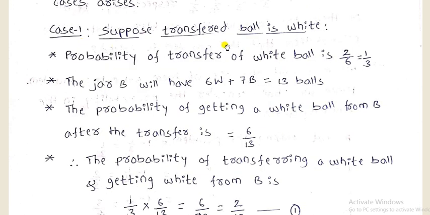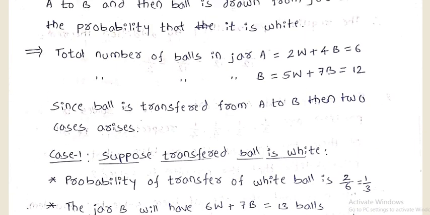Case number 1: suppose the transferred ball is white. The probability of transferring a white ball is 2 divided by 6, because jar A contains 2 white balls out of 6 balls in total. So the number of ways of transferring a white ball from jar A to jar B is 2 divided by 6, which gives 1 by 3.